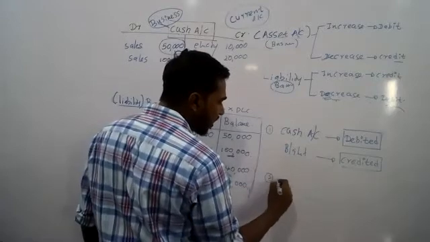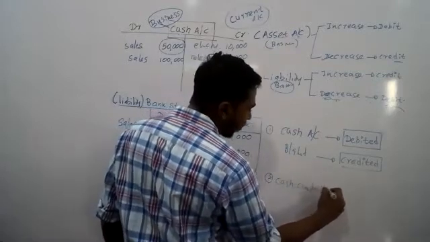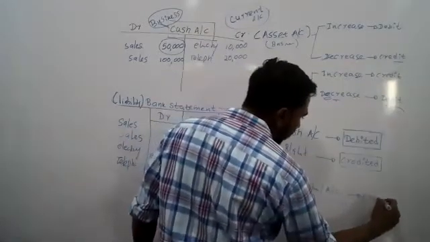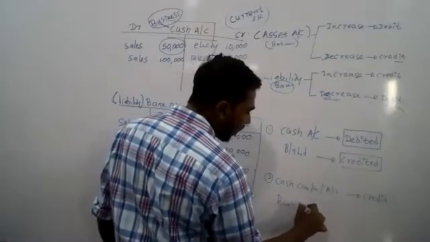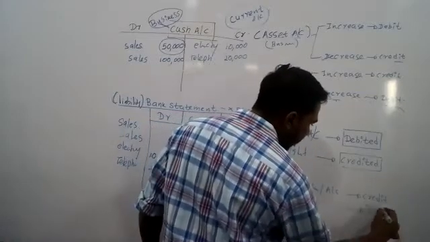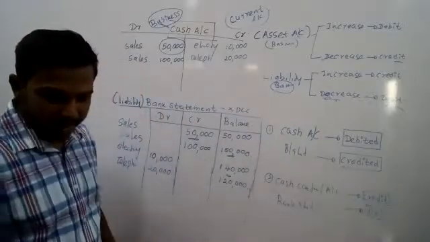Then the second one is, if the cash account, meaning cash control account. Now we say it's a control account. If the cash control account is credited, then the bank statement should be debit. Clear? You're supposed to identify the reason also.